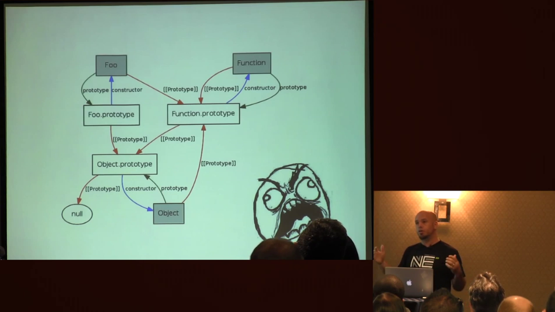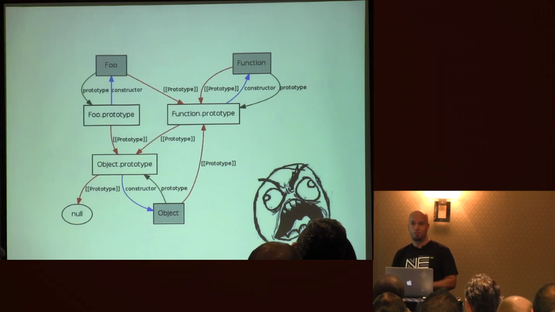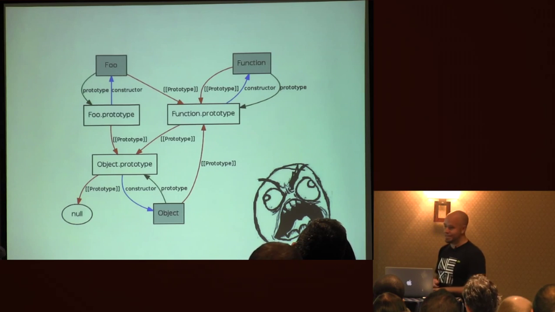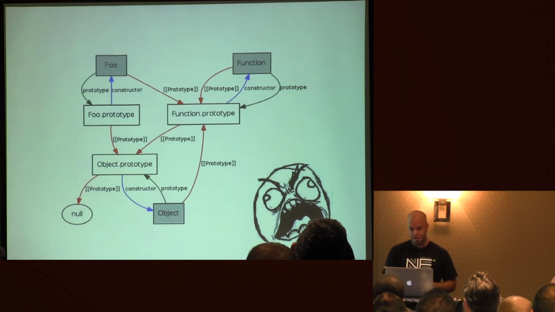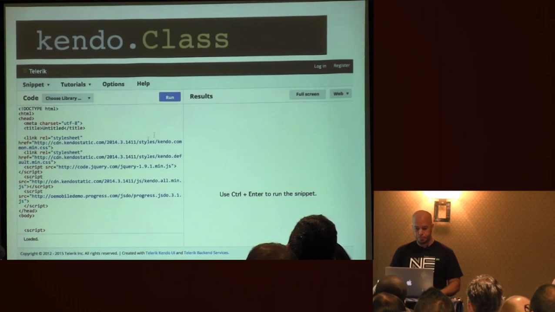Because in order to build classes in JavaScript, you're going to have to understand prototypes. You're going to have to understand dunder prototypes. And if you've never heard that word before, you can Google it after this session. That's actually a term, dunder prototype. So let's take a look at how Kendo UI abstracts this away.